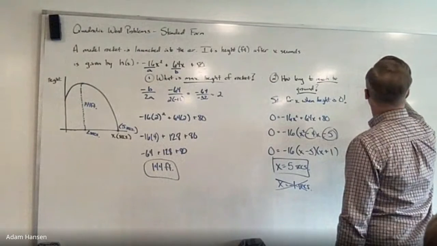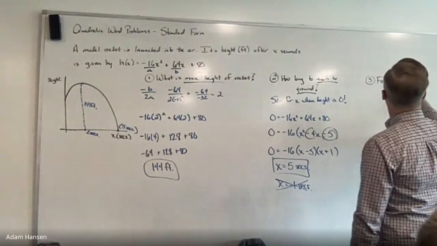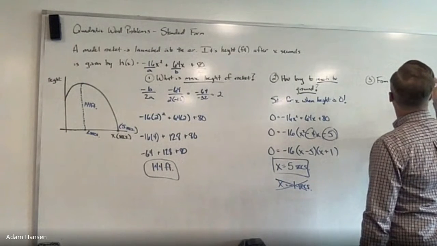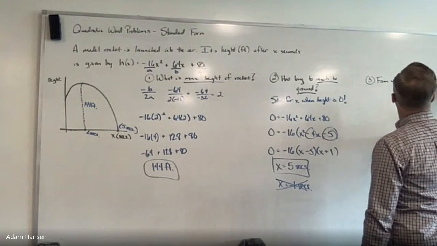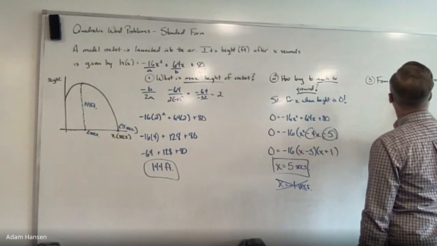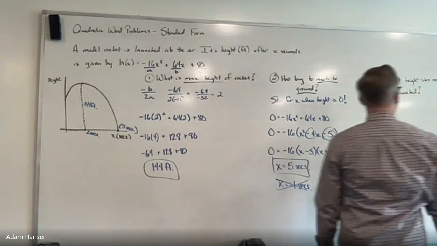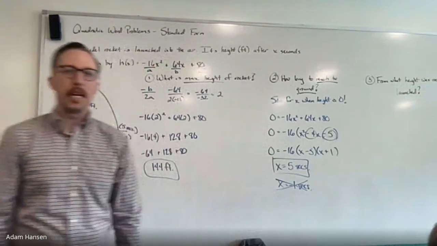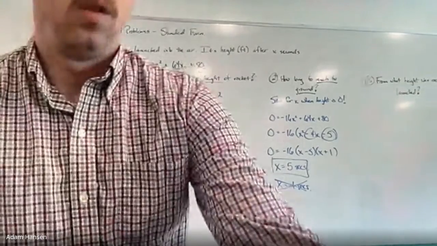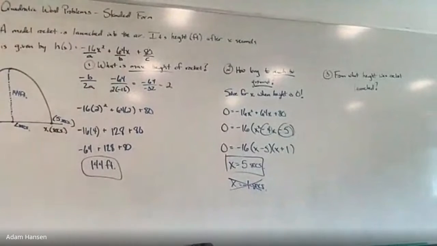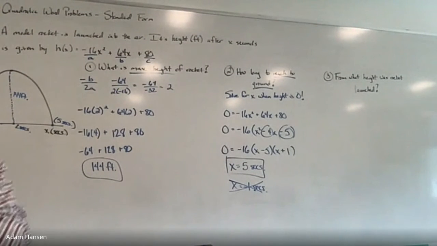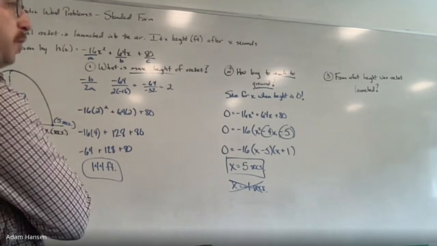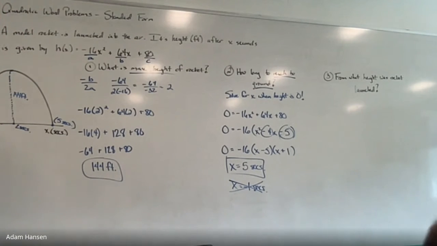From what height was the rocket launched? Take a minute or so, answer that question. What was the initial height of the rocket? From what height was it launched into the air? See if you can understand the question. Use the equation to find the answer. Think about where that might be on the graph. We'll talk about it in about a minute.